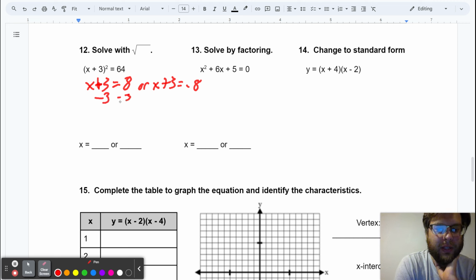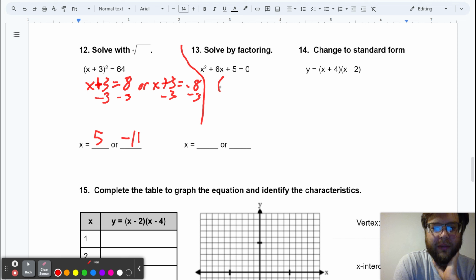So x plus 3, the way you solve an x plus 3 equation is you subtract 3. 8 minus 3 is 5. Negative 8 minus 3 is negative 11. And both of those are solutions to the original equation. Both of those will square to be 64 if you add 3 to them first.